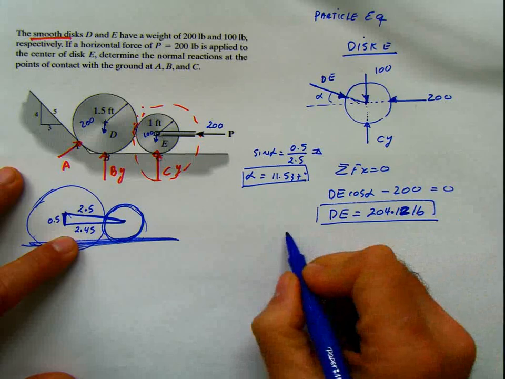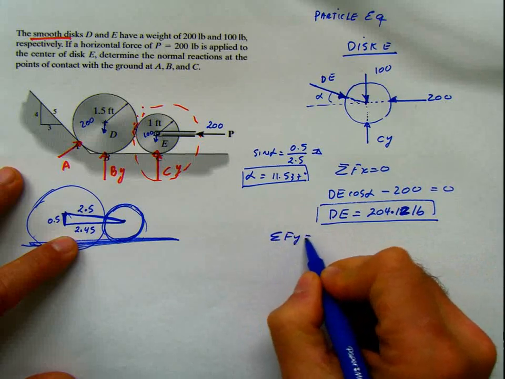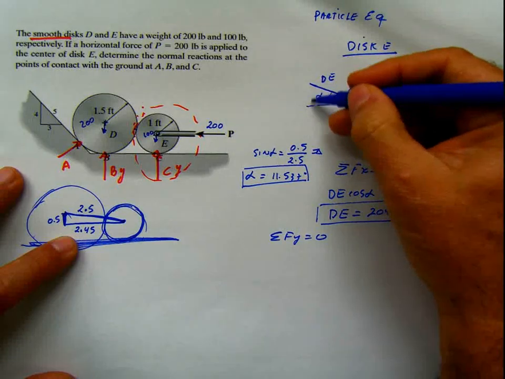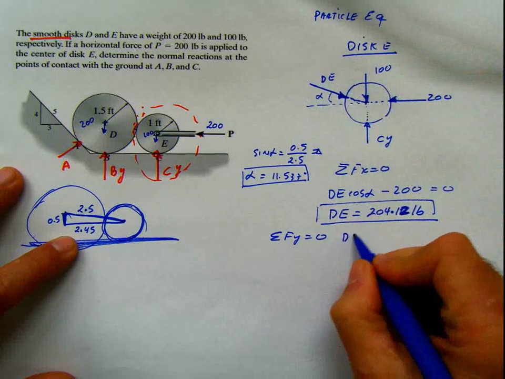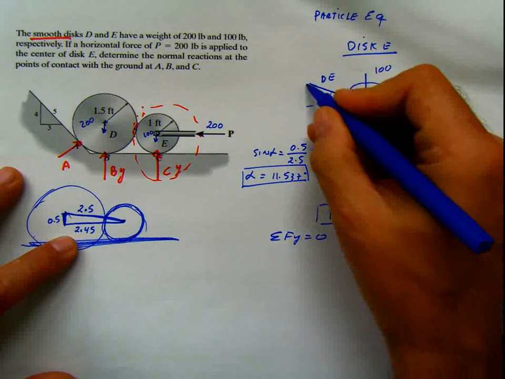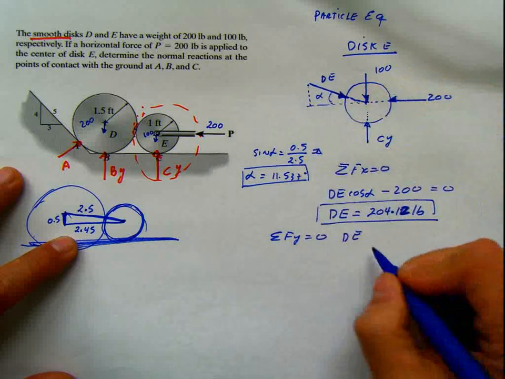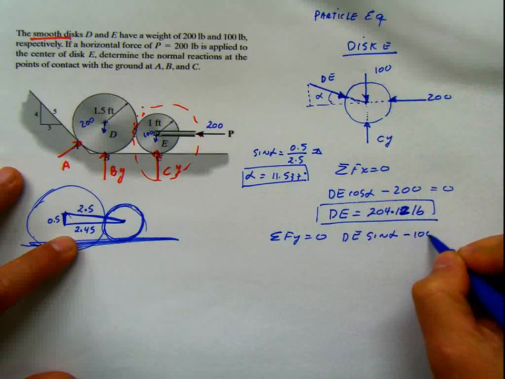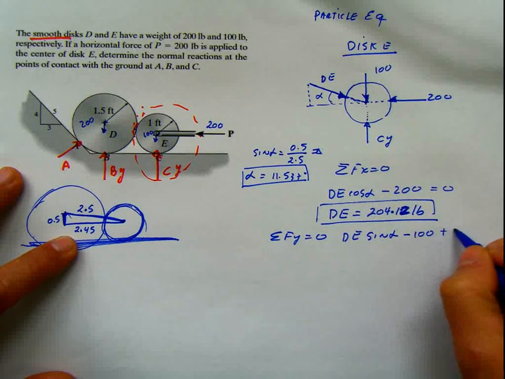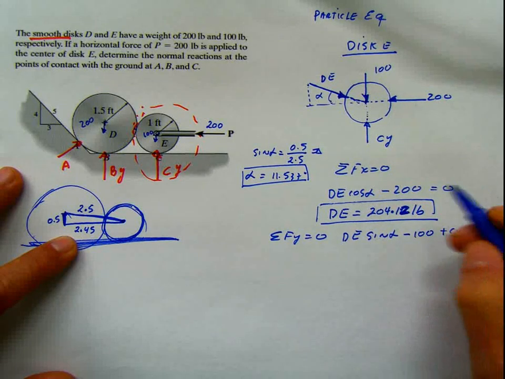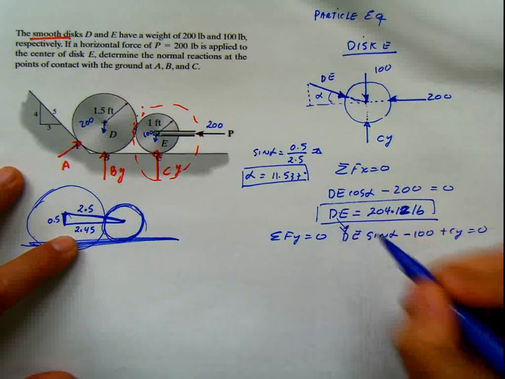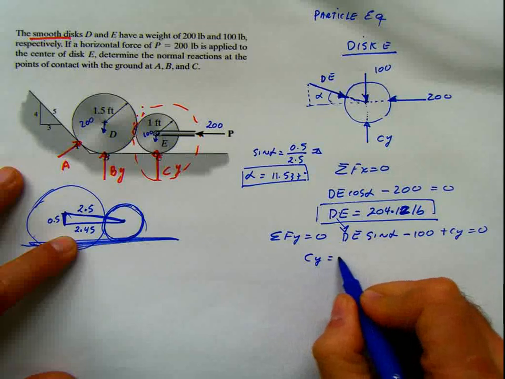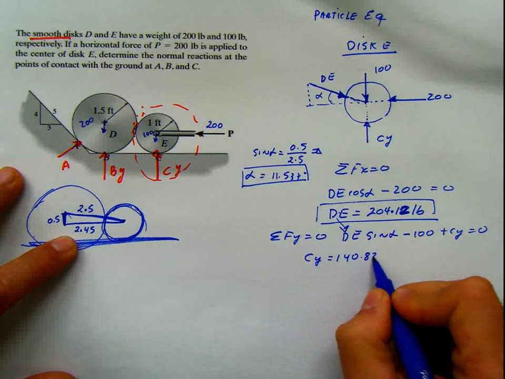And now we can do summation of forces in Y equals 0, and then you have the vertical component of this force is DE sine alpha minus this force 100 plus Cy equals 0. And I know the DE and I know the angle, so I can plug this into here and I can solve for Cy, which is 140.82 pounds.